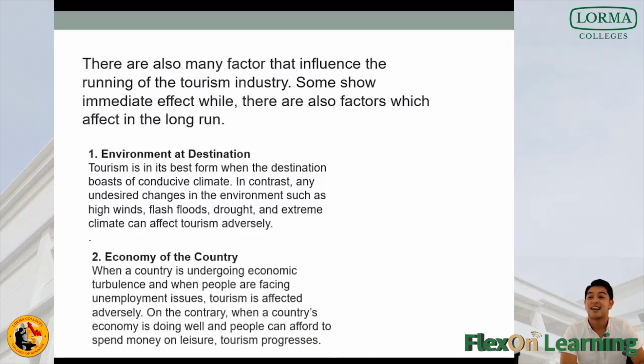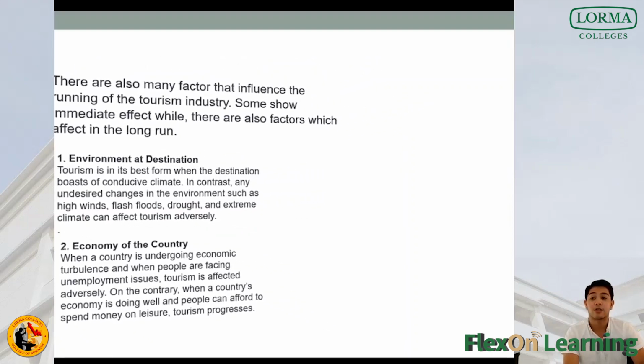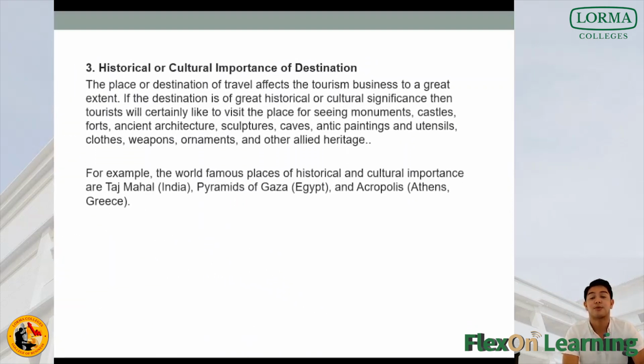Yes. Second, the economy of the country. When the country is undergoing economic turbulence and when people are facing unemployment issues, tourism is affected adversely. On the contrary, when the country's economy is doing well and people can afford to spend money on leisure, tourism prospers.